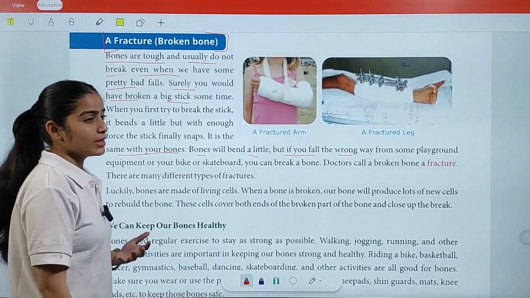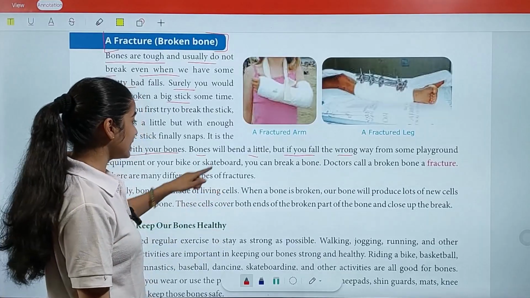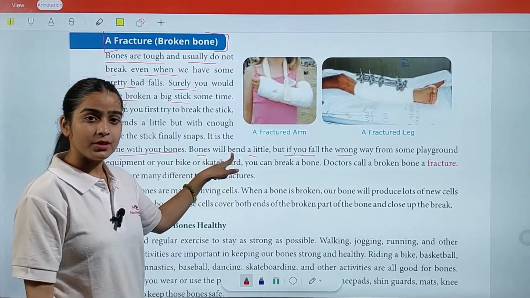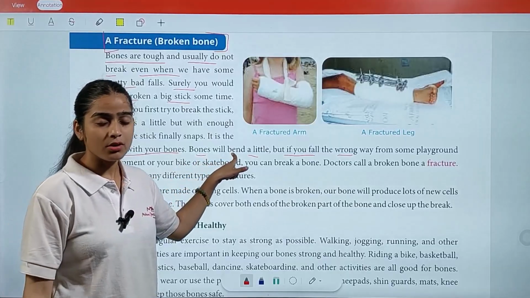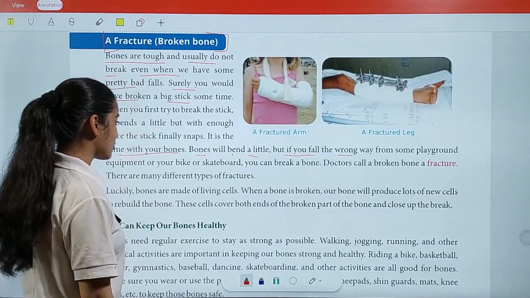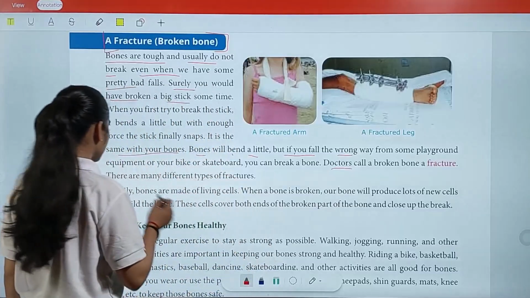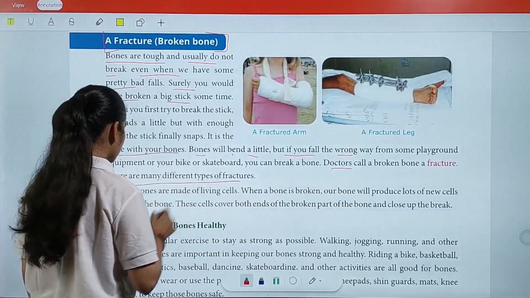So generally what we understand here is that we already have a slightly bent bone, but when we fall down the wrong way, it will result in a fracture, a broken bone. Doctors call a broken bone a fracture. There are many different types of fractures.